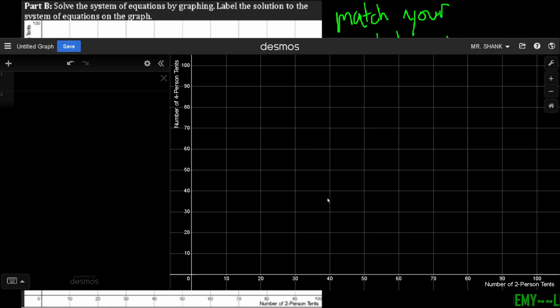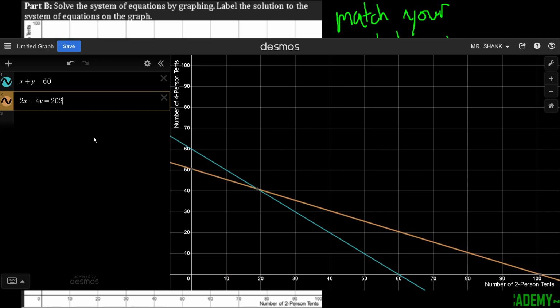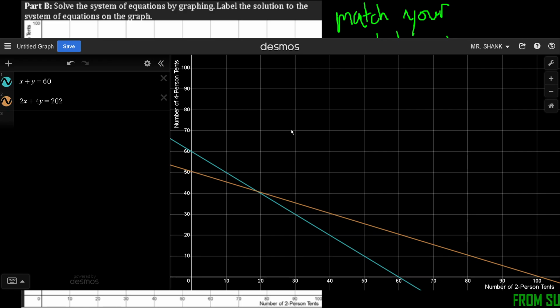So now what we can do is let's graph out our system. So I type in my two equations exactly as they look. I said we have x plus y equals 60, so that was one line, and our second line was 2x plus 4y equals 202. So notice that it graphs out two different lines, and right away what you're looking for is where they intersect. So let me click on this point, and it says 19, 41. And so this is the solution point that we're looking for.